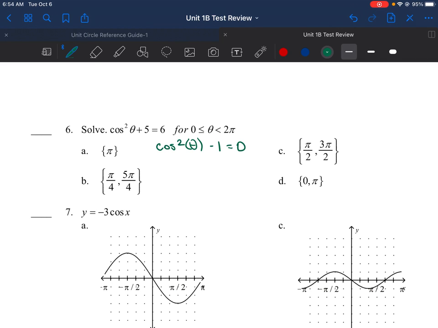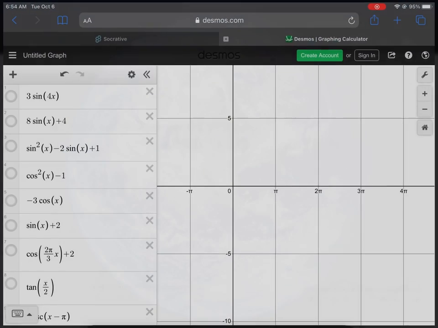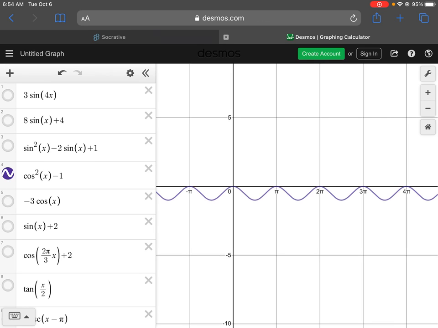Let's go ahead and check this graphically. So cosine squared of x minus 1 equals 0. We set it equal to 0. So we're looking between 0 and 2 pi. I can see there's a solution at 0. I can see there's a solution at pi. Now there's also a solution at 2 pi, but we'll come back to that here in a second.